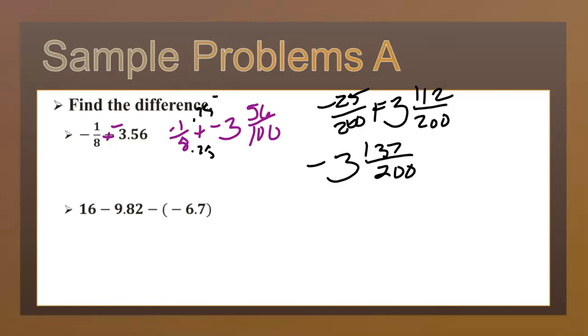Moving on to the next one. Here we have some decimals and whole numbers. So if I'm subtracting a negative, I'm really adding. So that's 16 plus 6.7, which is 22.7, and I'm subtracting 9.82 from it.